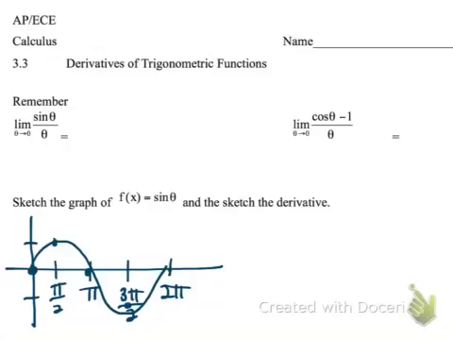So next we have the derivatives of the trigonometric functions. We're going to look at what's the derivative of sine, cosine, tangent, cosecant, secant, and cotangent.